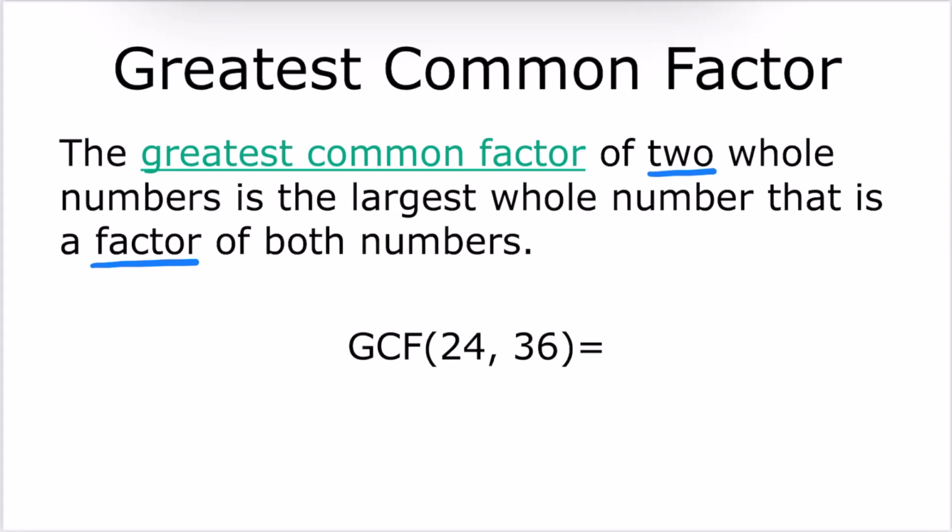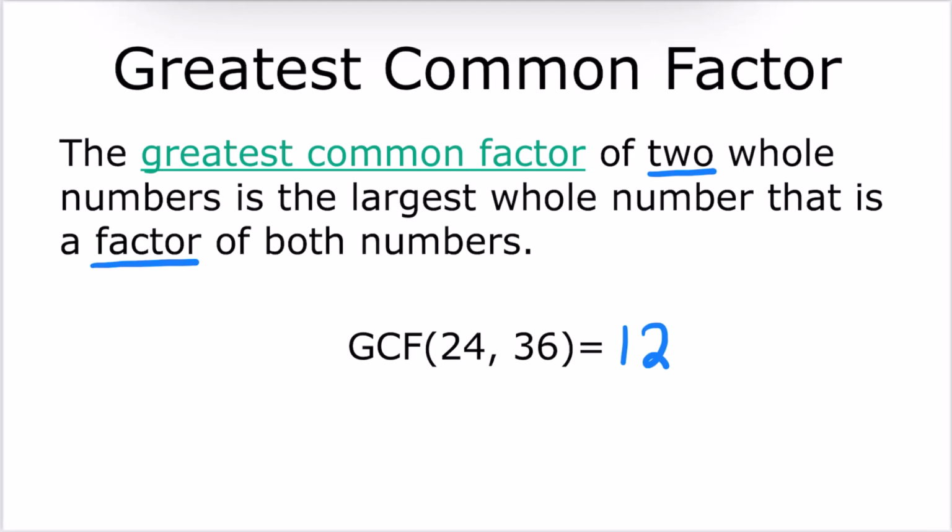When we're finding the greatest common factor, we're always going to find it between two whole numbers, or you can also find it between 3 or 4 or 5 numbers. But basically, we're just looking for a number that is a factor of both numbers, and we want the largest possible one. For example, the greatest common factor of 24 and 36 would be 12, because that's the biggest number that both 24 and 36 can be divided by.